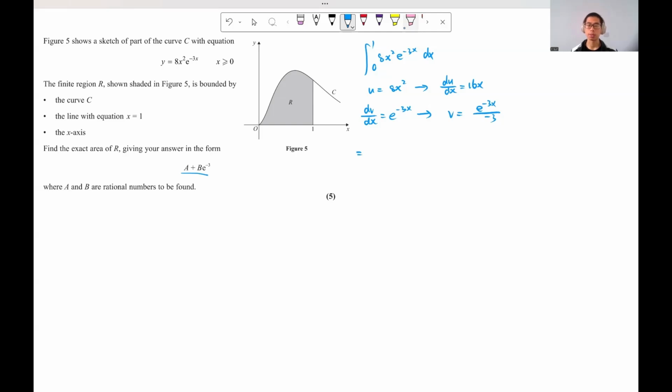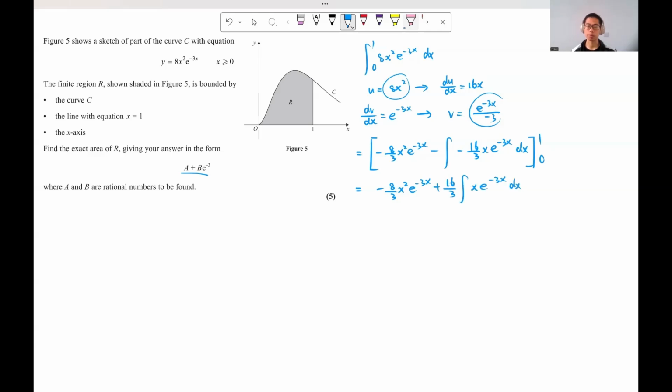So then that will give us u times v, which is negative 8 over 3 x squared e to the power negative 3x, and then minus the integral of v and du over dx, which is negative 16 over 3 x e to the power negative 3x dx, with limits 1 and 0. I will simplify this a little bit more. Negative 8 over 3 x squared e to the power negative 3x. And then negative made positive, so plus 16 over 3 integral of x e to the power negative 3x dx, with the same limits, 1 and 0.